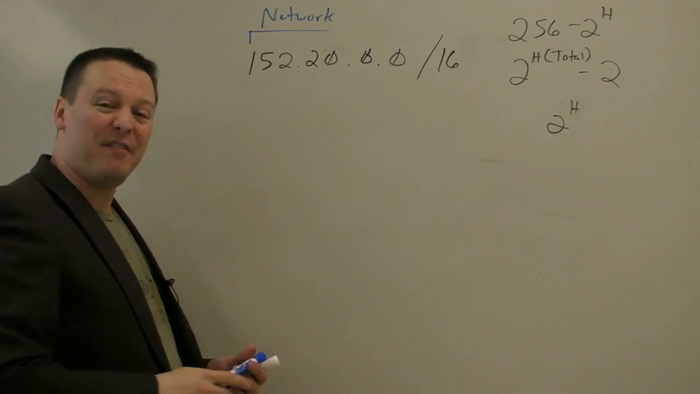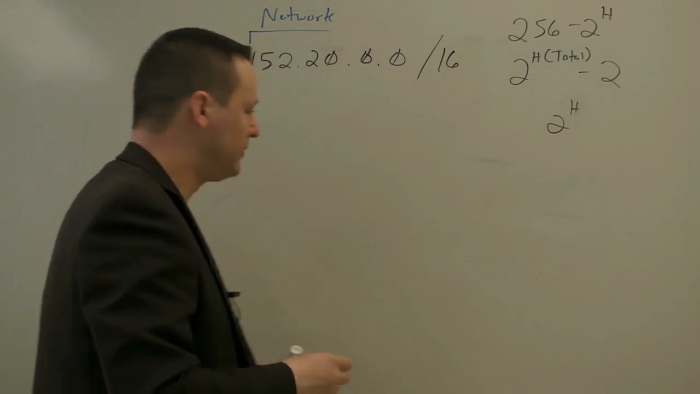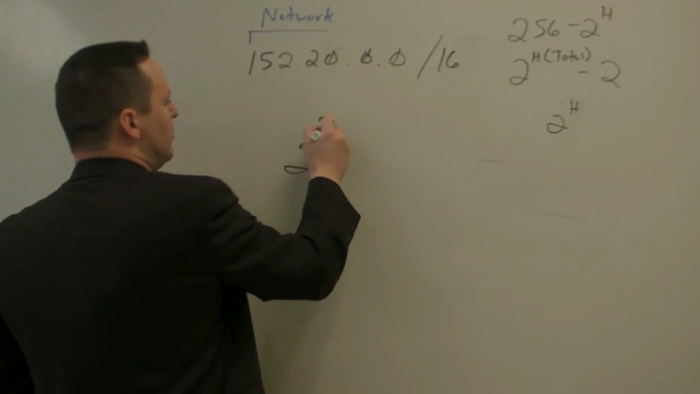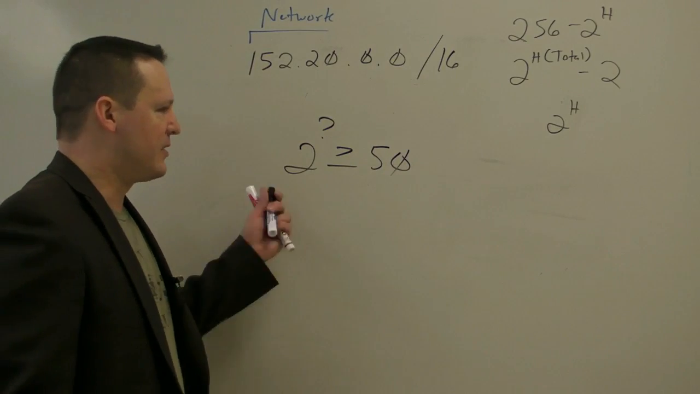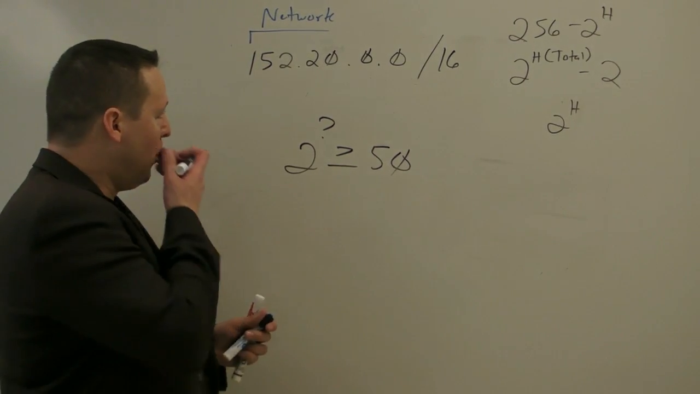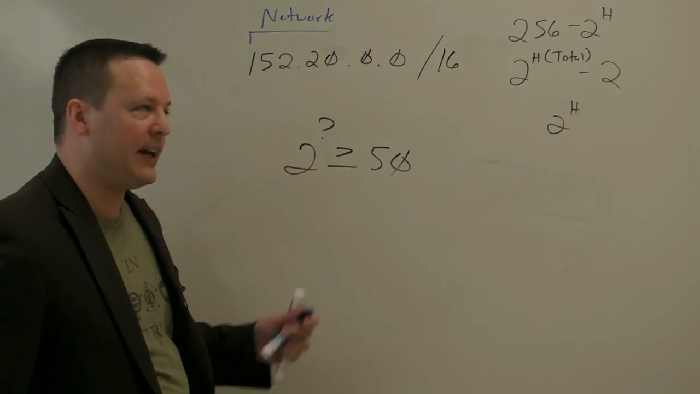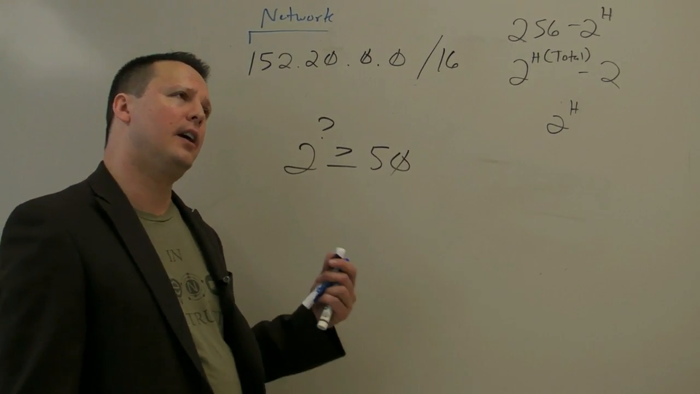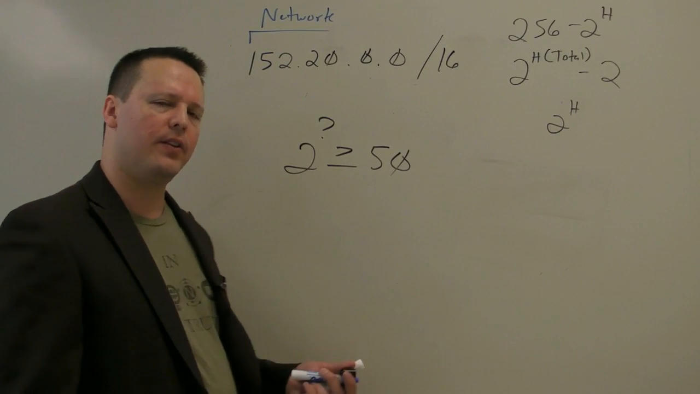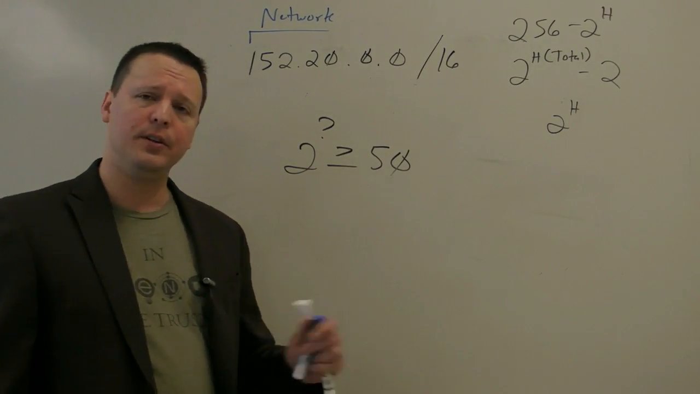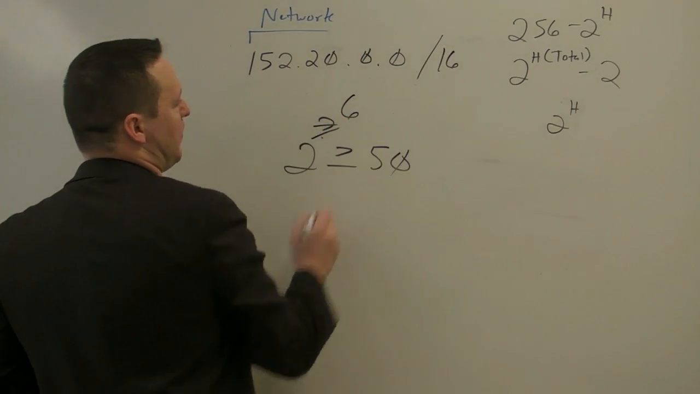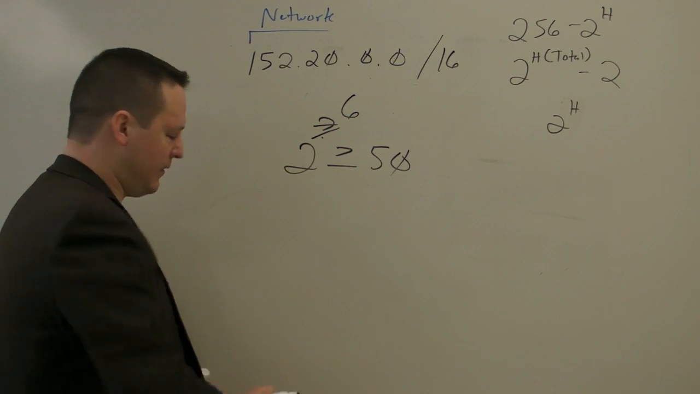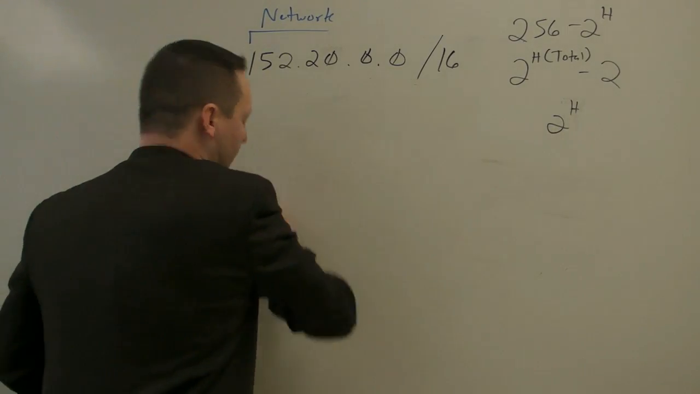So let's just say we want to make 50 networks out of this. Remember, 2 to what power is greater than or equal to the number of networks I want? In this case, 50. At this point, all I need to do is think in my head, okay, how many bits is that? 2 to the 4th is 16, 2 to the 5th is 32, that's not enough. 2 to the 6th power is greater than or equal to 50. So I'm going to borrow 6 network bits.